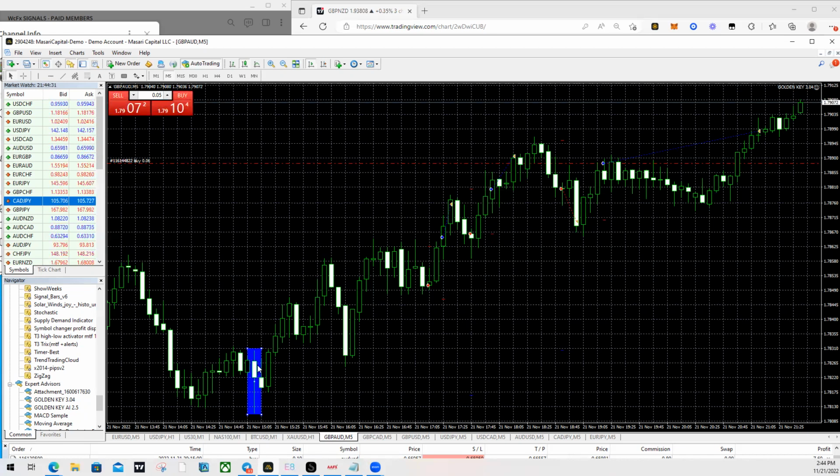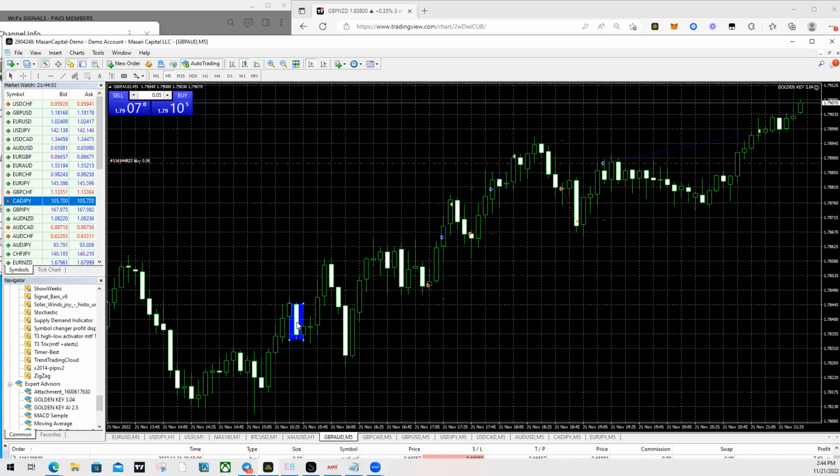So if this isn't broken, notice this candle did not break it, so now the zone moves here. Now your zone is actually smaller. Got the break of the zone, went to profit, takes you out, right? Went to profit, takes you out.